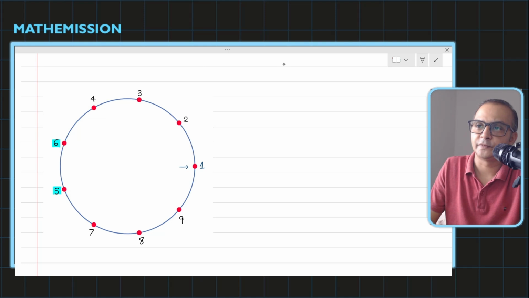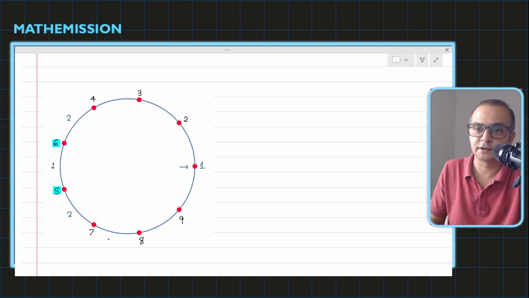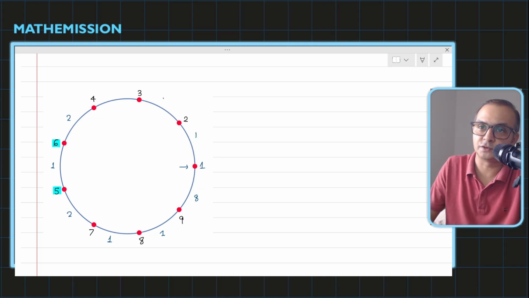You notice that this gap is 1, so let me write it. This gap is 1, but this gap is 2, and this gap is also 2, and all other gaps are originally what they were actually. So this is now 8, this is 1, this is 1, and this is 1. Now count them, then add them.